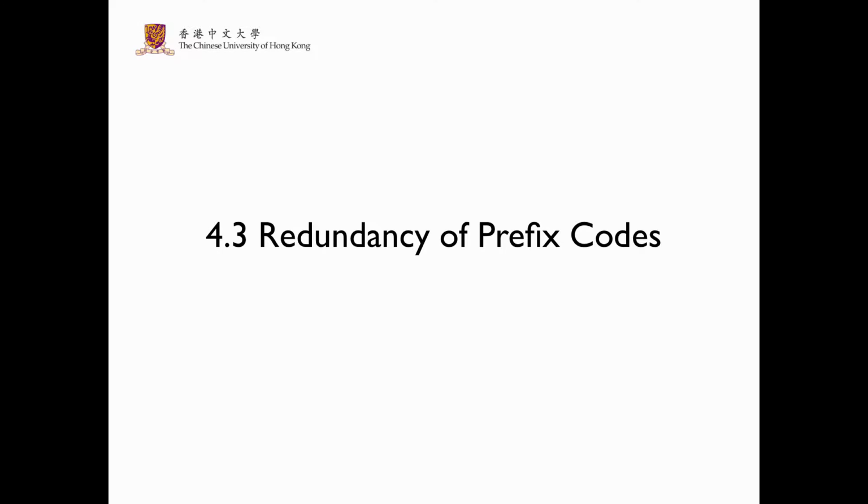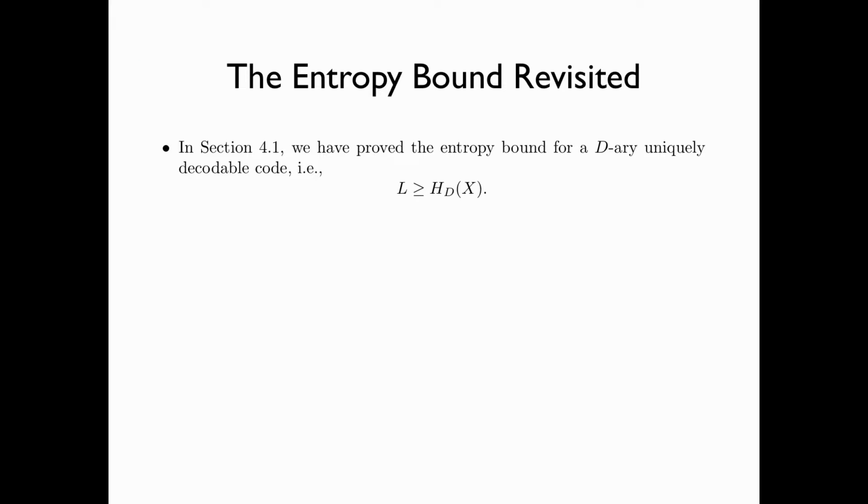Section 4.3 Redundancy of Prefix Codes. In Section 4.1, we have proved the entropy bound for a D-ary uniquely decodable code. That is, the expected length of such a code is at least equal to the D-ary entropy of the source random variable X.